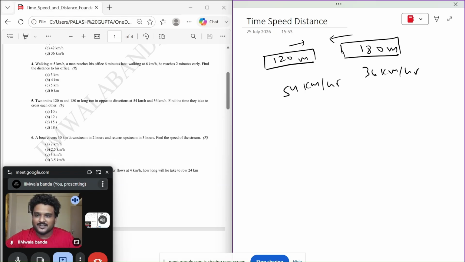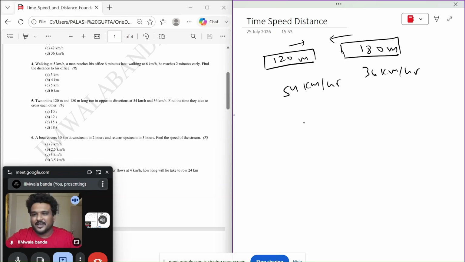This time the speed is going to increase. Always remember, don't think too much in the exam. Think to understand and then learn. When they're coming towards each other, speed will increase. When they're moving away from each other, again speed will increase. So if they are in opposite directions, speed will increase. If they're in the same direction, speed will decrease. That is the concept.